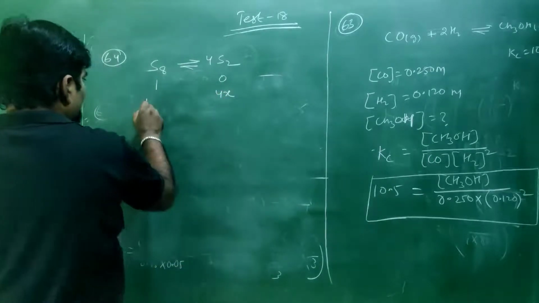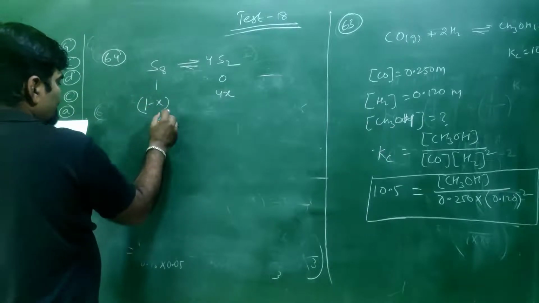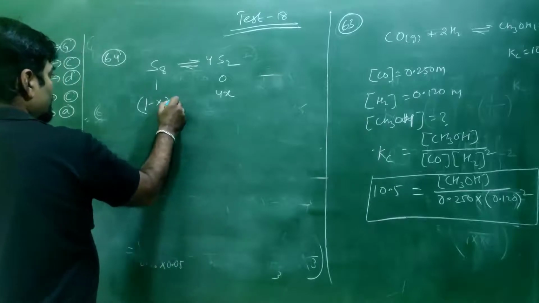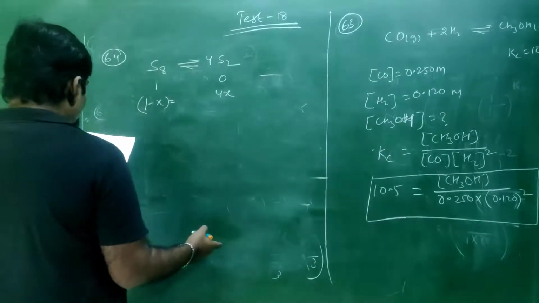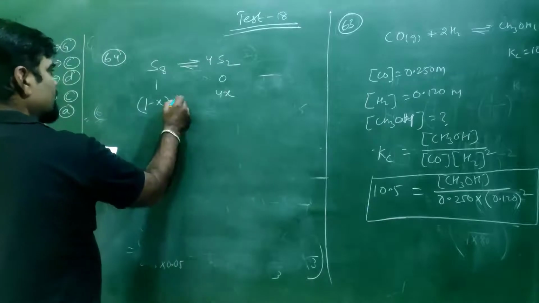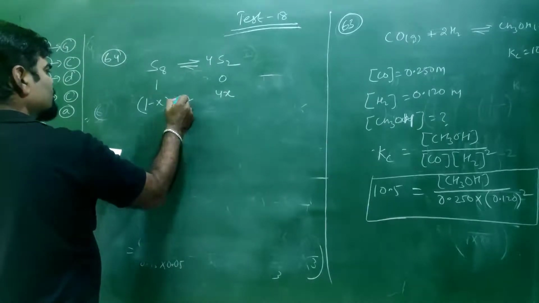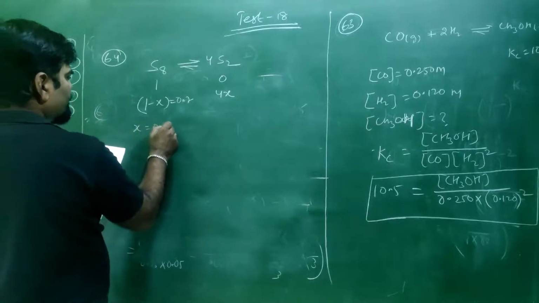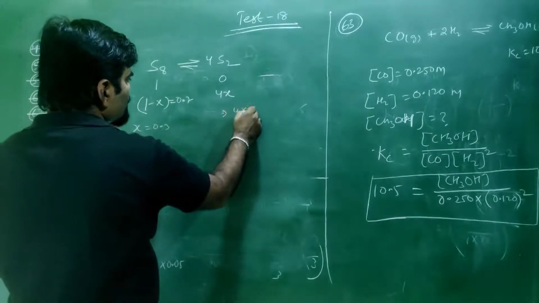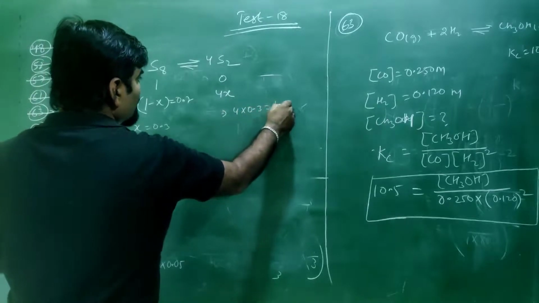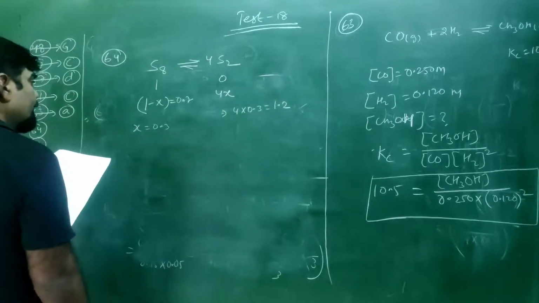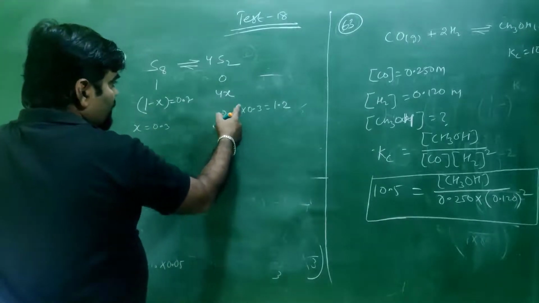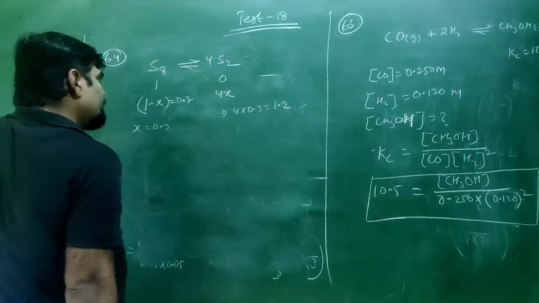Now it is 4x, and S8 is 1 minus x. So 1 minus x is equal to 0.7, because it falls by 30%, so 70% is left. So this value will be 0.7. So x value will be how much? 0.3. So 4 into 0.3 is equal to 1.2. So 1 minus x is 0.7 and 4x will be 4 into 0.3, that is 1.2.